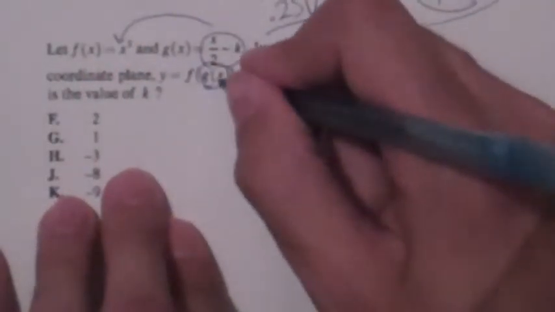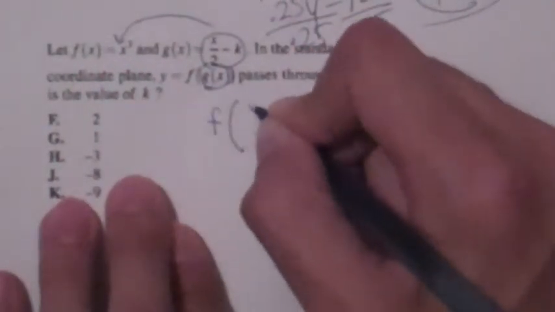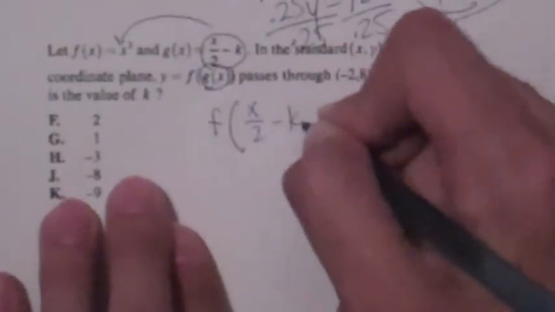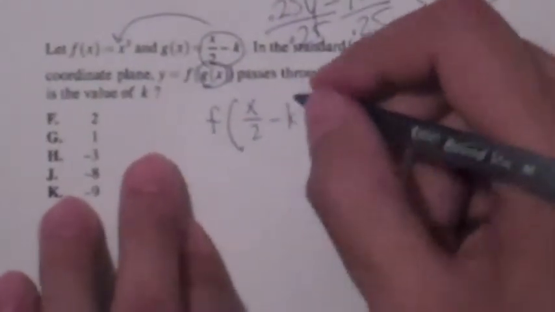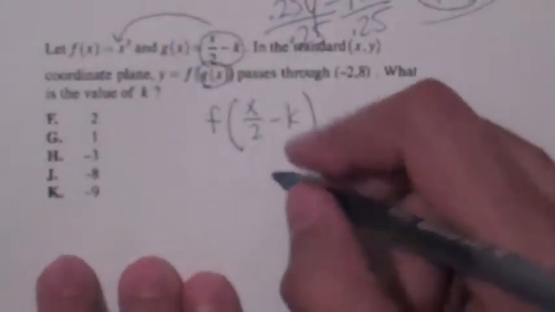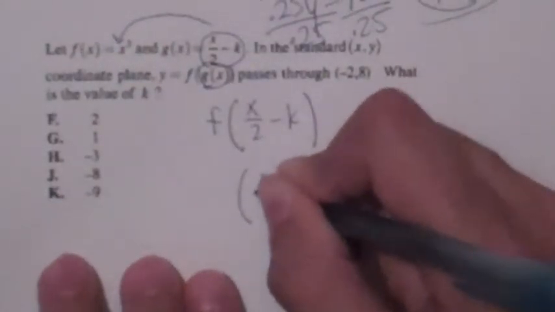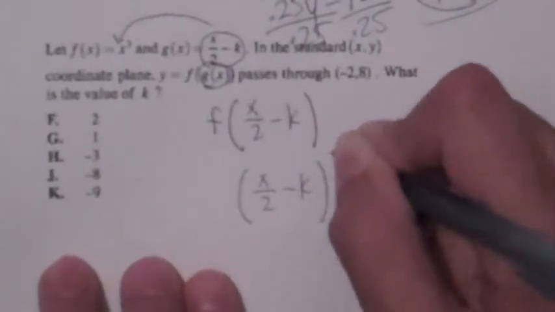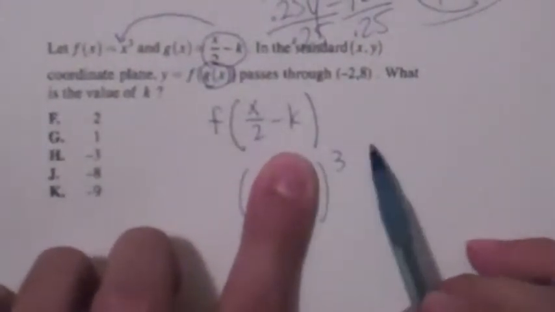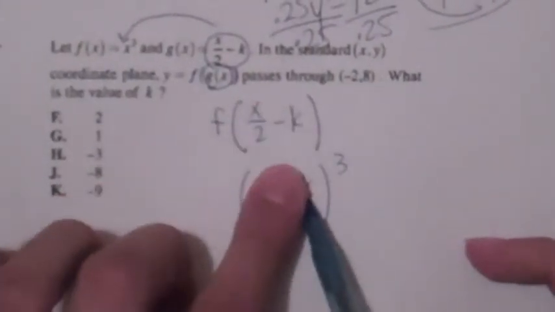So f of x is x cubed, but we want f of g of x. So really this is f of x over 2 minus k. That's what g of x is. So I'm going to toss this whole thing in for the x in f of x. So I end up with x over 2 minus k, cubed. Instead of x cubed, I take the thing I'm plugging in, cubed.